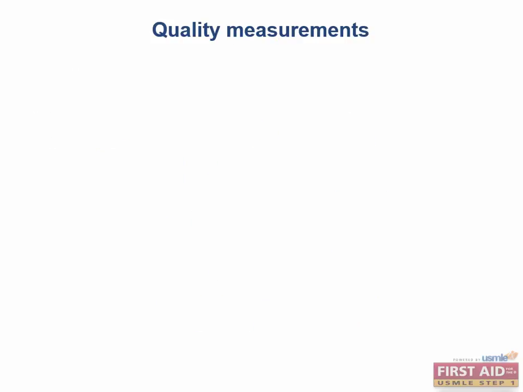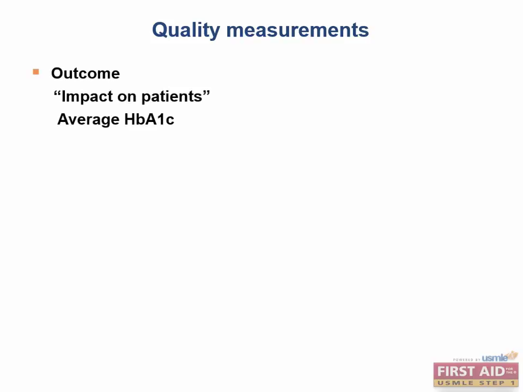Quality measurements allow us to assess the performance of physicians and hospitals. They can be focused on outcome, process, or balancing. Now, what do we mean by this? Outcome is measured by asking what is the impact on patients. So if we take diabetes as our example, one outcome would be the average hemoglobin A1C of patients on a service.